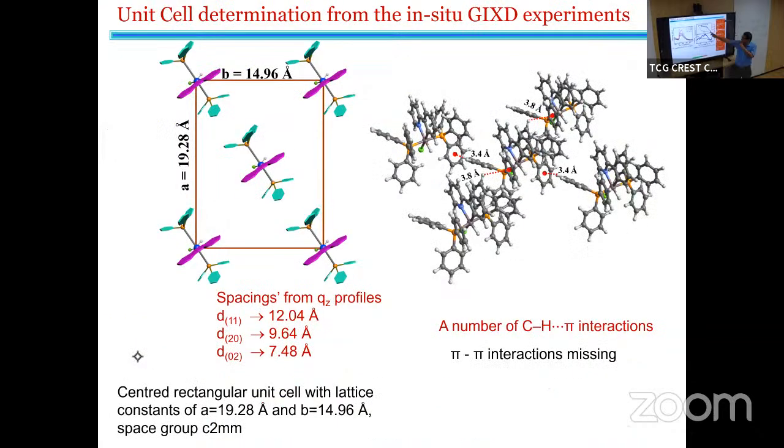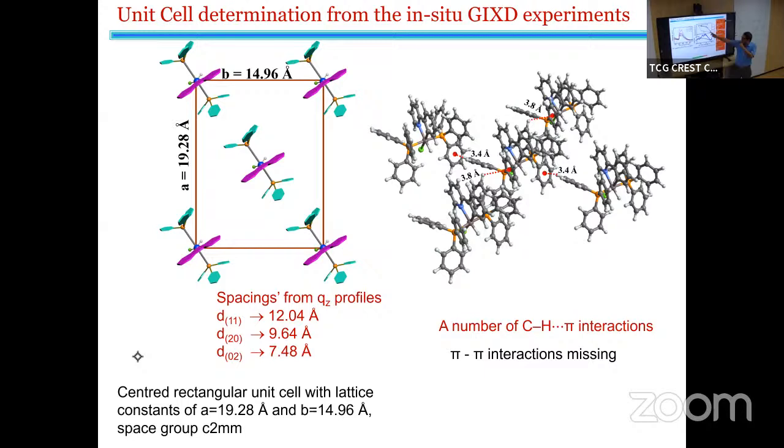Fine. So why am I mentioning that this is a critical experiment? Because it's a dynamic system at the air-water interface, and simultaneously you are measuring the diffraction using a synchrotron beam. So it's really critical, and specialization is required for this. But anyway, from this measurement, we can find out the spacing for these three planes: 12 angstrom, 9 angstrom, and 7 angstrom. And once you have the determination of this spacing, eventually you can fix the unit cell of these two-dimensional crystals. We found it to be a centered rectangular unit cell with lattice constants of 19.28 angstrom and 14.96 angstrom, and the space group is C2mm.